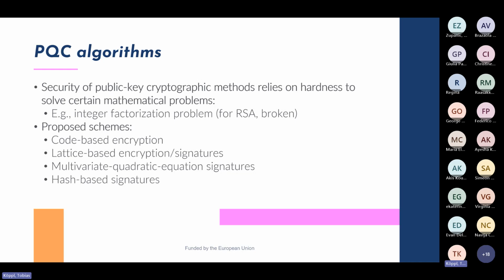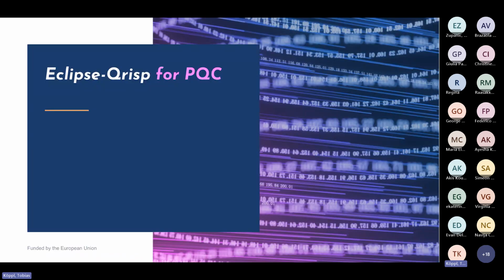In the project we are offering, we are focusing more on lattice-based encryption and signatures. But before I come to that, I want to say a few words about Eclipse Qrisp, which is a high-level programming language based on Python developed by our institute.